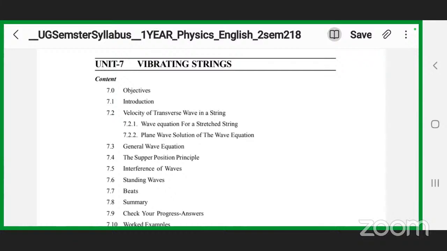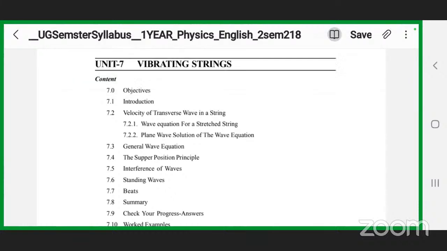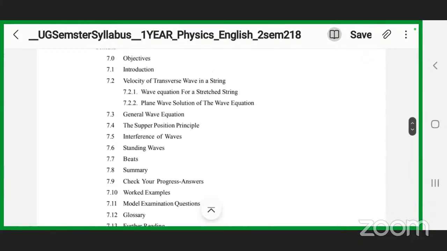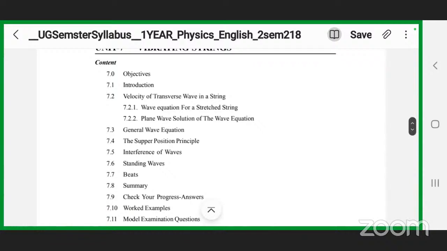What do you mean by longitudinal? What do you mean by transverse waves? What is observed in each case? If you know this, you can easily derive the equation. So many questions are expected here. The velocity of transverse wave in a stretched string.